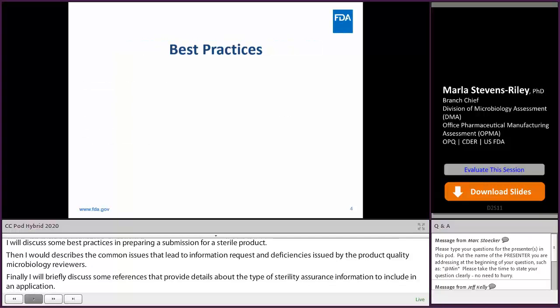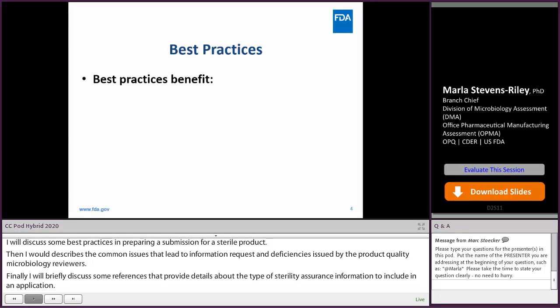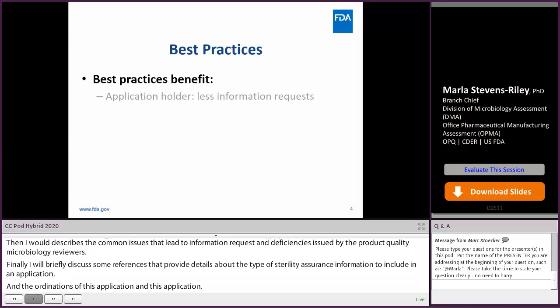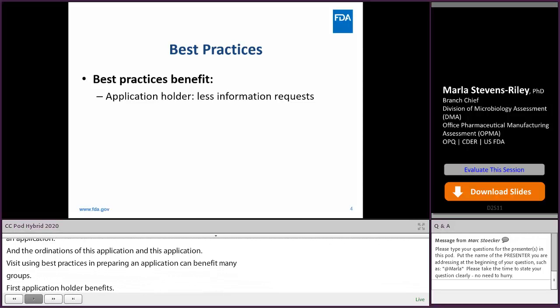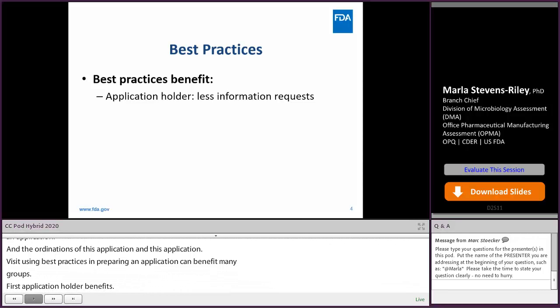Using best practices when preparing an application can benefit many groups. First, the application holder benefits. When an application is well prepared and organized, there is the potential for fewer information requests and deficiencies, and possibly a faster completion of the review process.